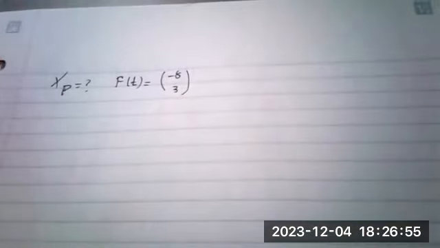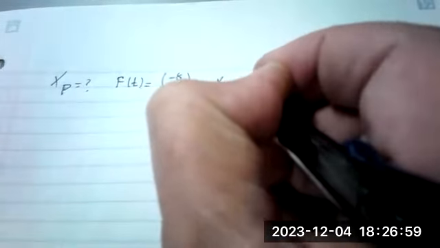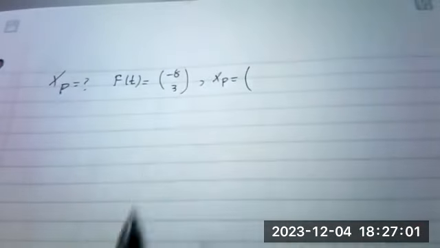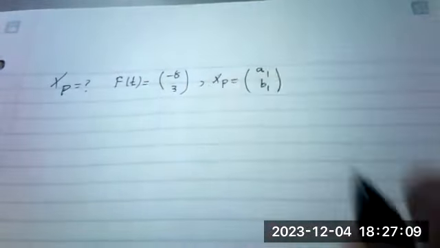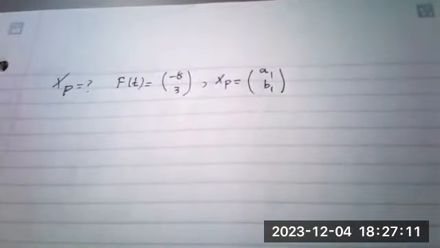Okay, this is going to be the case. So that will tell you that XP is going to be equal to, these are all just constants. So just change it into constants. I'm going to call them A1, B1. So this is going to be the suggestion for the XP.